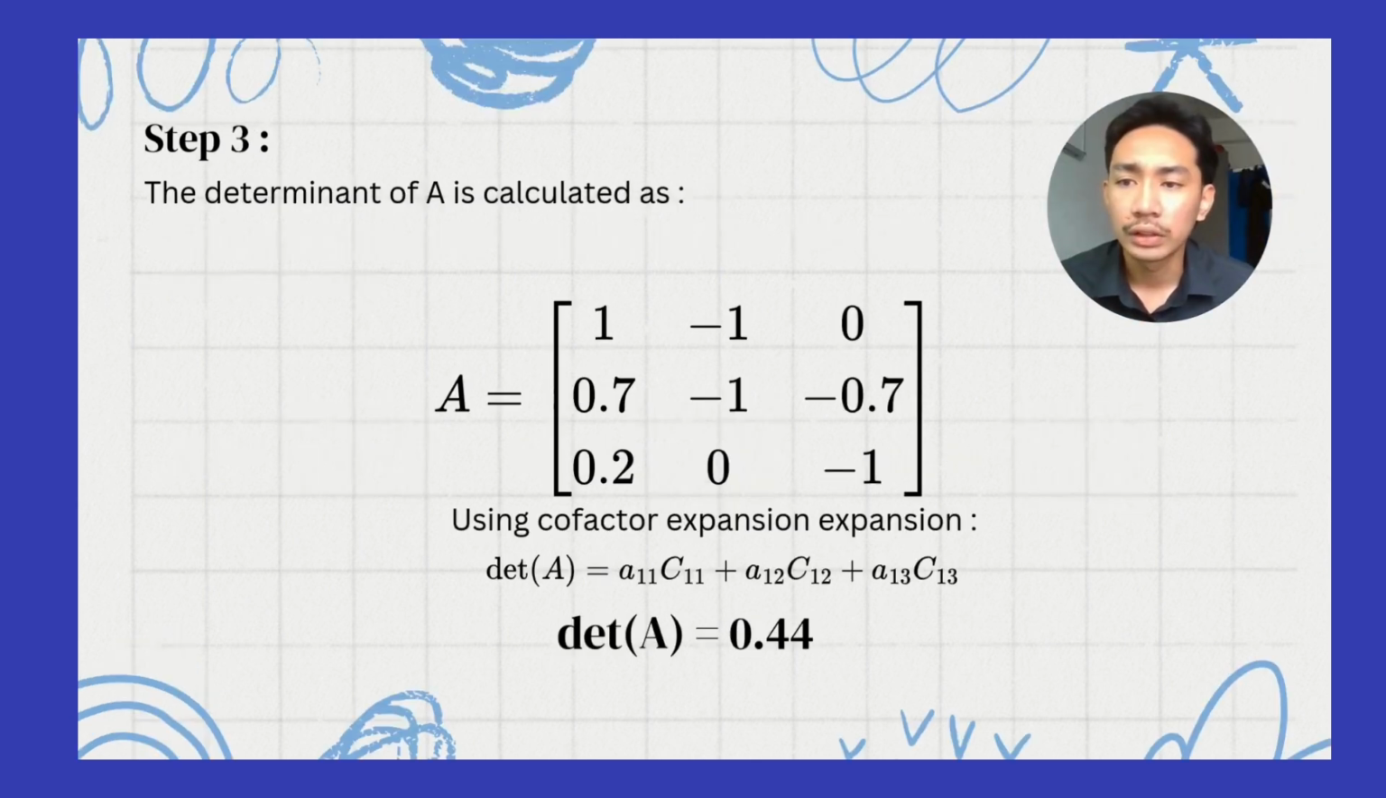For step 3, we need to calculate the determinant of A. The determinant of a 3 by 3 matrix can be calculated by expanding along any row or column. Here we are using the cofactor expansion formula, and we get the answer for determinant of A as 0.44.